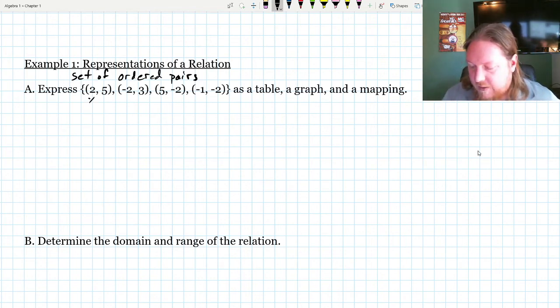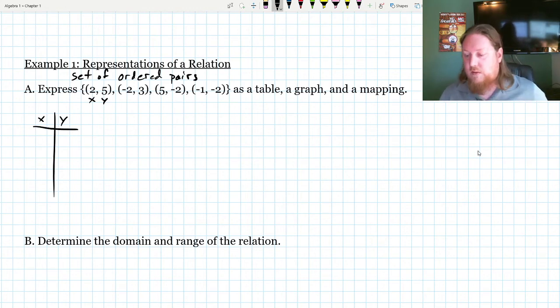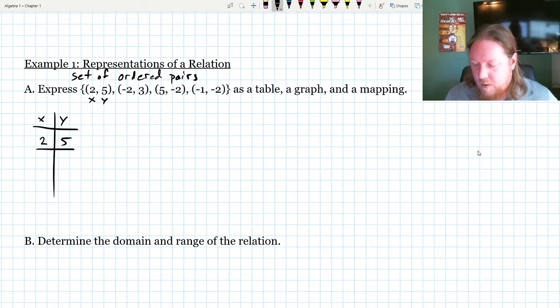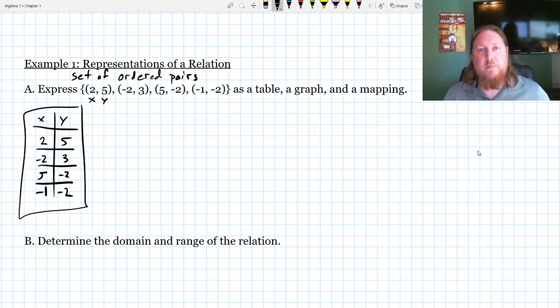Hopefully remember that X and Y is the order in an ordered pair, and that makes making the table pretty easy. X and Y, X on the left side, Y on the right side. So 2 and 5 are paired together. -2 and 3 are paired together. 5 and -2. And the last one is -1 and -2. And there we have the table representation of that relationship.